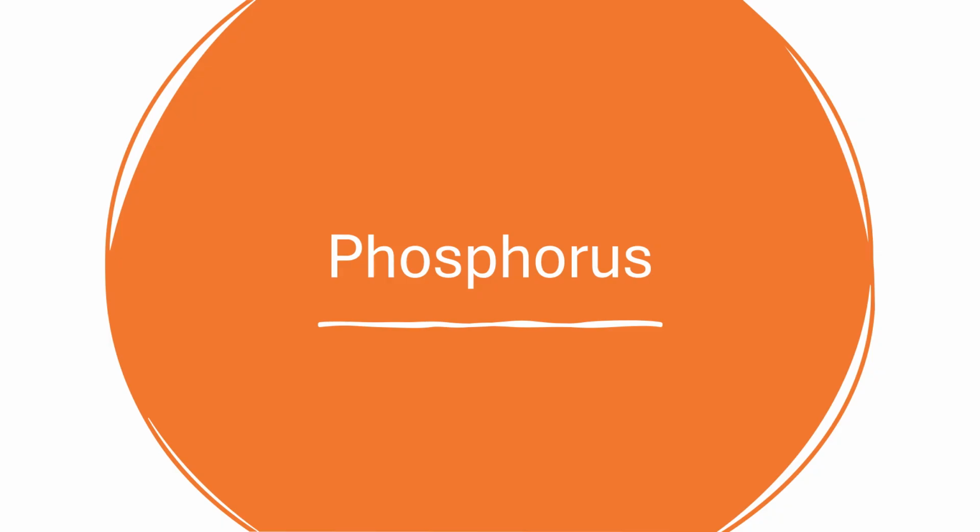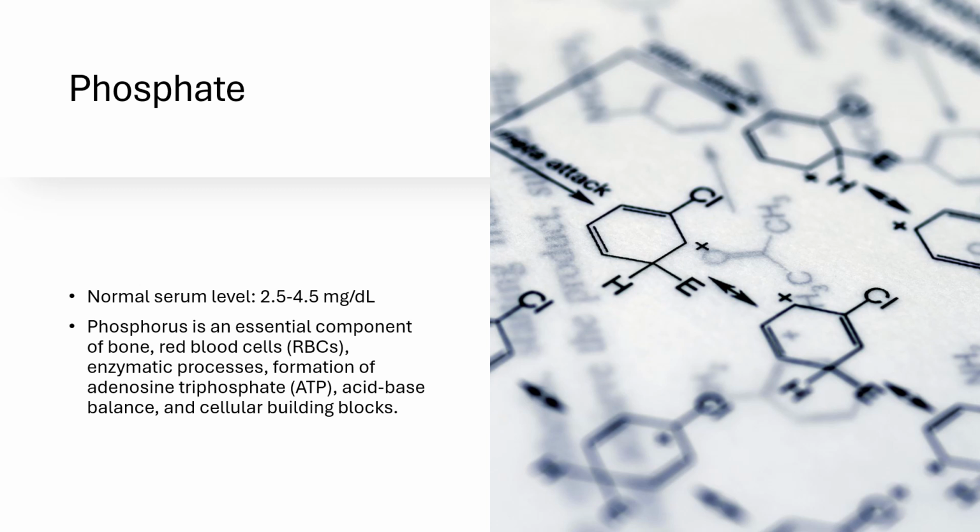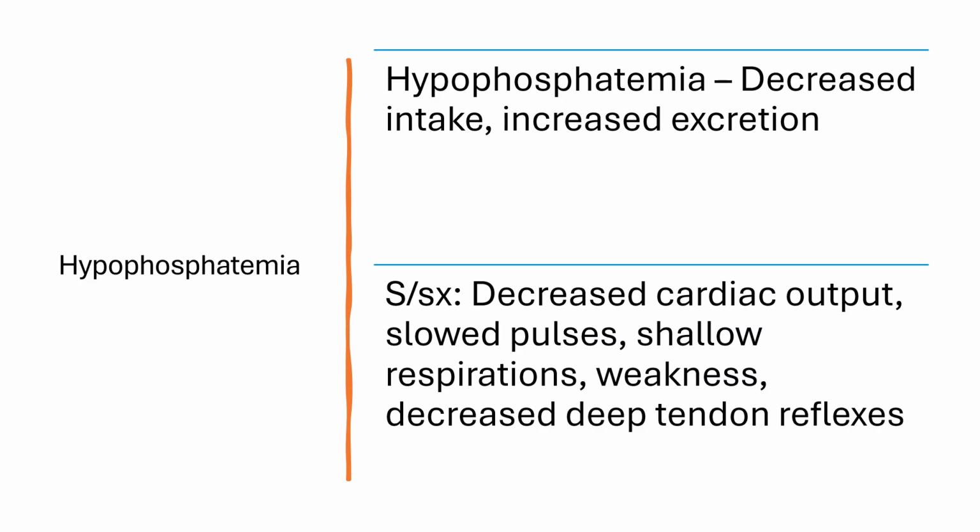Next, we've got phosphorus. So normal level of phosphorus is 2.5 to 4.5. It's an essential component of the bone, red blood cells, formation of ATP, acid-base balance, cellular building block. Hypophosphatemia, decreased intake, increased excretions. So for them, what you'll see sometimes is decreased cardiac output, slowed pulses, shallow respirations, weakness, and decreased deep tendon reflexes.